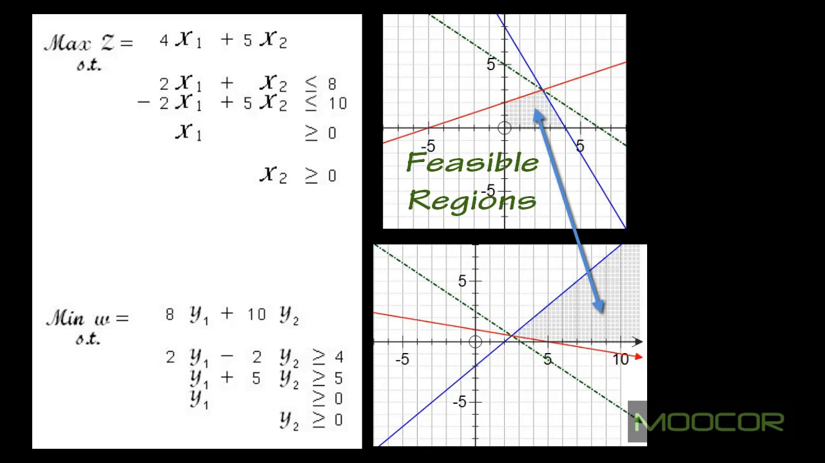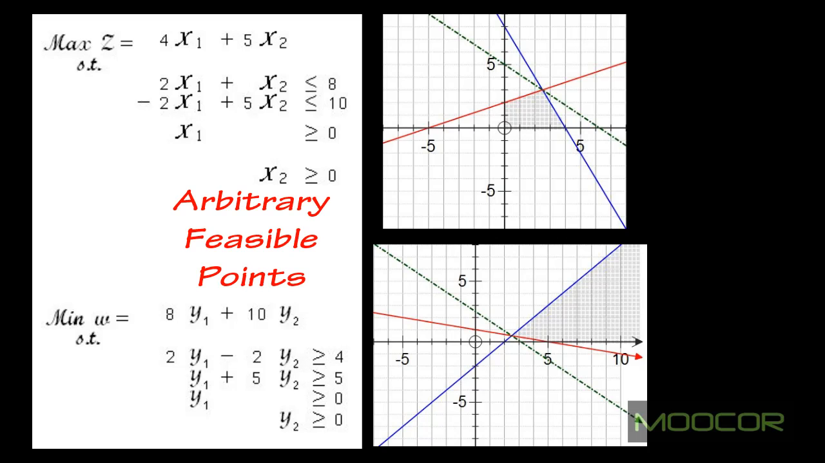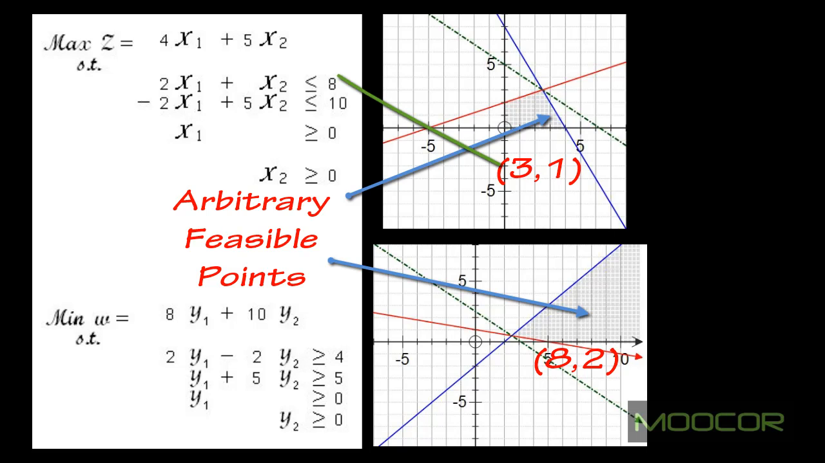Let's pick one feasible point in each one of those 2 problems. So arbitrarily we choose 2 feasible points. Remember, just 2 feasible points. From the first one, 3 and 1, and from the second one, 8 and 2. These are 2 feasible points associated with their values.